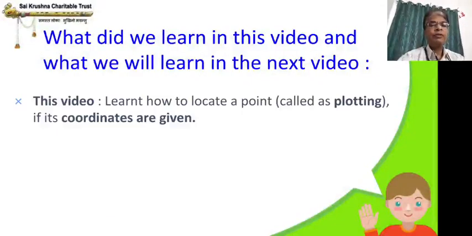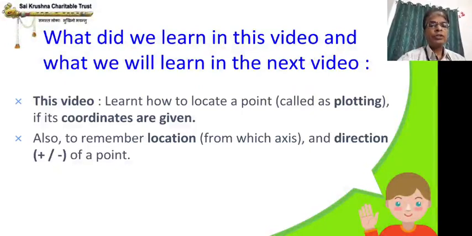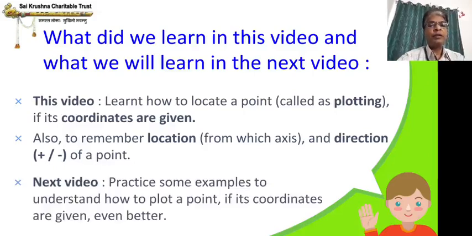So in this video, we learnt how to locate a point, called plotting, if its coordinates are given. Also to remember the location from which axis and the direction, plus or minus, of a point. So this also we have learnt in this part. In the next video, we will practice some examples to understand even better how to plot a point if its coordinates are given, so that whatever we discussed in this part will be very clear for all of you.